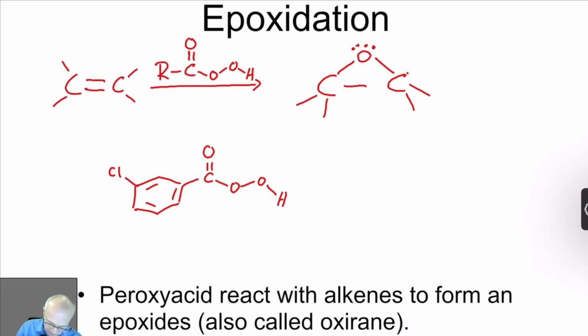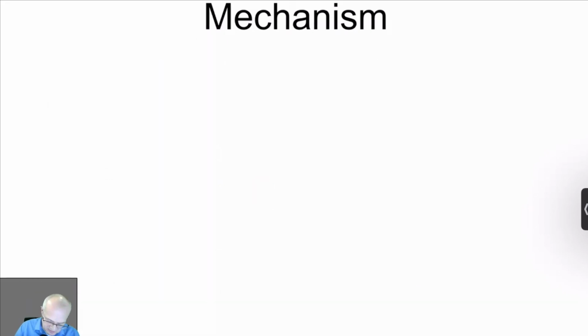This is called metachloroperbenzoic acid, or MCPBA, as we call it affectionately in the business. It is used pretty much as the gold standard for epoxidations. All right, now let's draw the mechanism of this particular reaction.